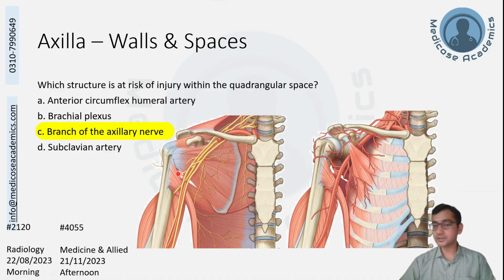So here you can see this is the quadrangular space. Ideally speaking, you should know all of these three spaces. This is the upper triangular space, this is the lower triangular space, and this is the quadrangular space. So quadrangular space houses the axillary nerve and posterior circumflex humeral artery. And here the injury can be due to the downward dislocation of the shoulder joint or even the fracture of the surgical neck of humerus.